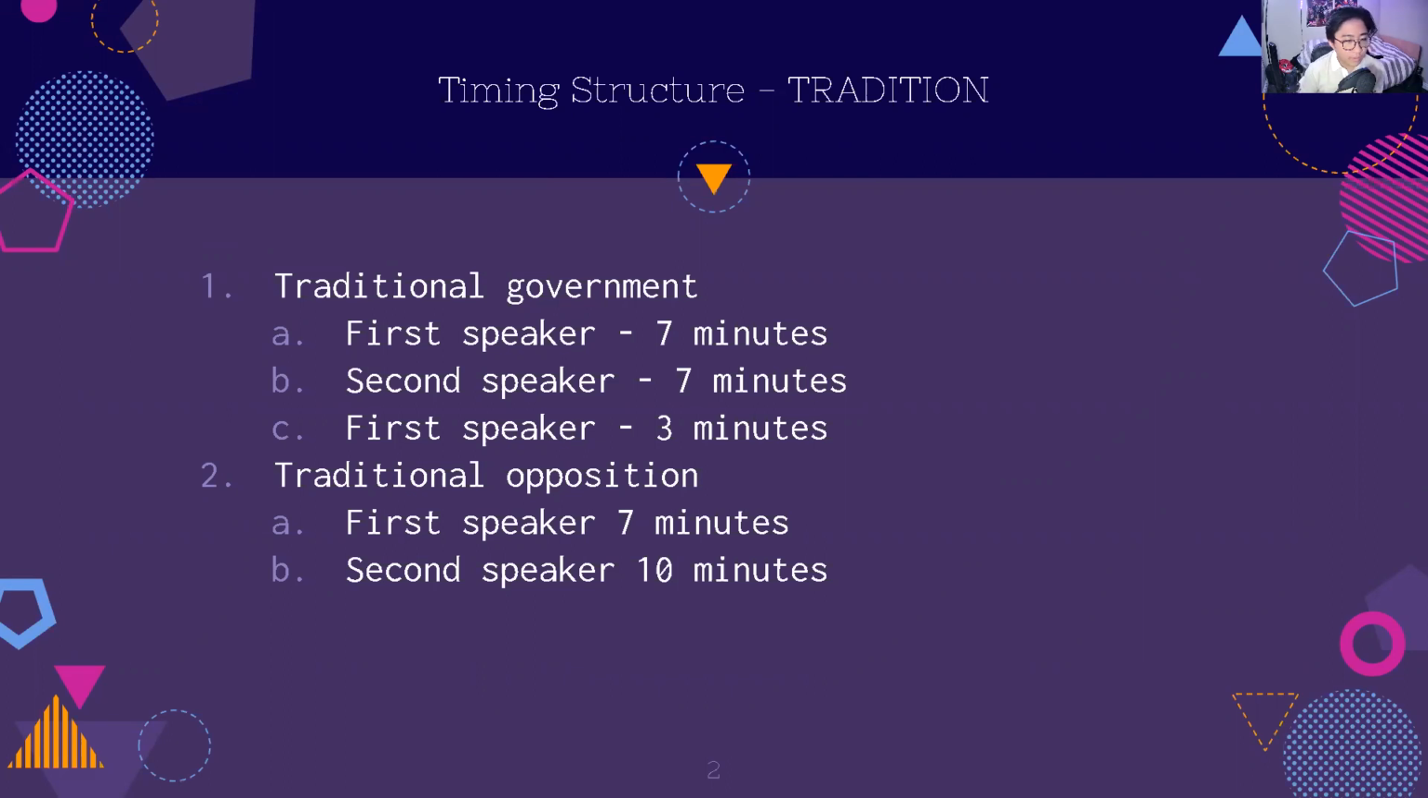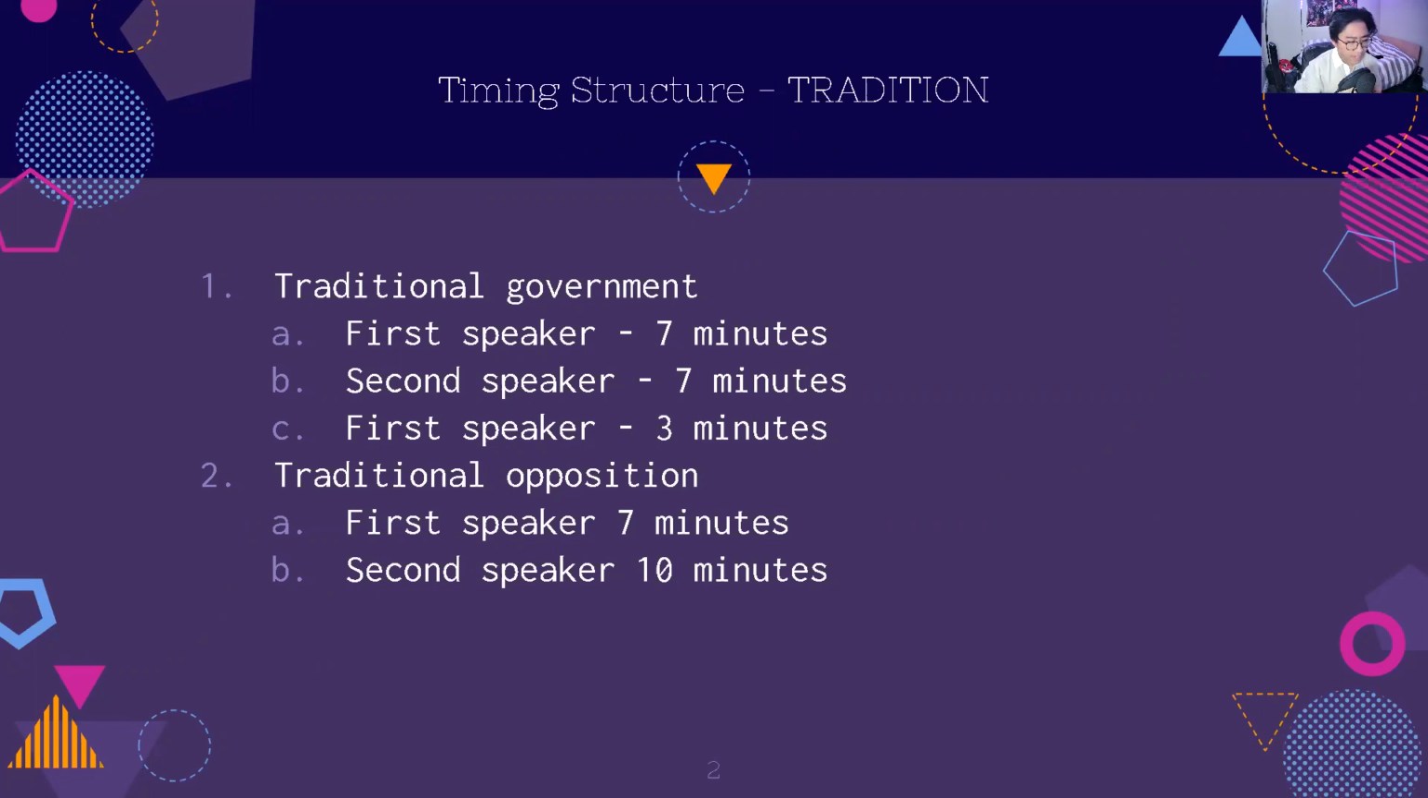First, we're going to start off with the traditional government and opposition timing structures. Keep in mind that CP differs from BP debating in that there's only two teams competing. In BP debating, you're probably used to four different teams competing: opening government, opening opposition, closing government, closing opposition. Whereas CP debate is a direct one-to-one. You have your government team and you have your opposition team.